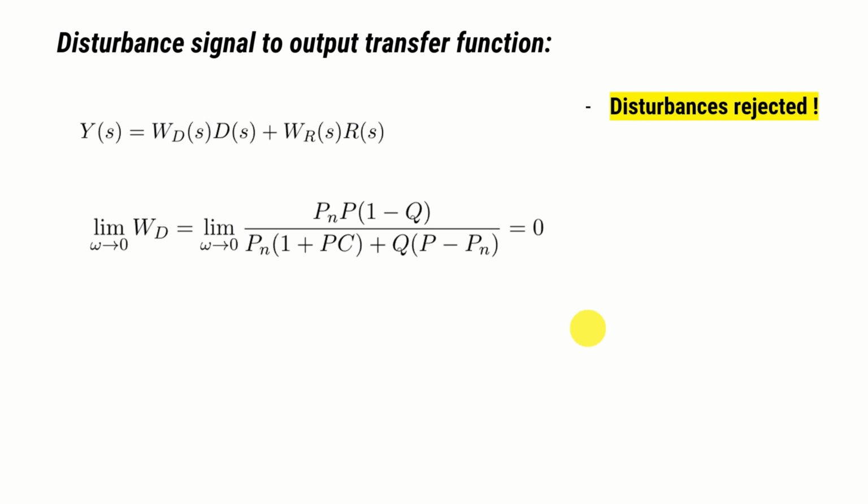Then, let's analyze the disturbance signal to the output transfer function. Again, we start from this equation and we take the limit when omega goes to 0 of the Wd transfer function. Now, due to the fact that the limit value for small values of omega of our Q filter is equal to 1, we can see over here that 1 minus 1 becomes 0. That is, disturbances are rejected. To conclude, we have shown that for low frequencies or asymptotically, the disturbance observer is able to attenuate the effects of disturbances.